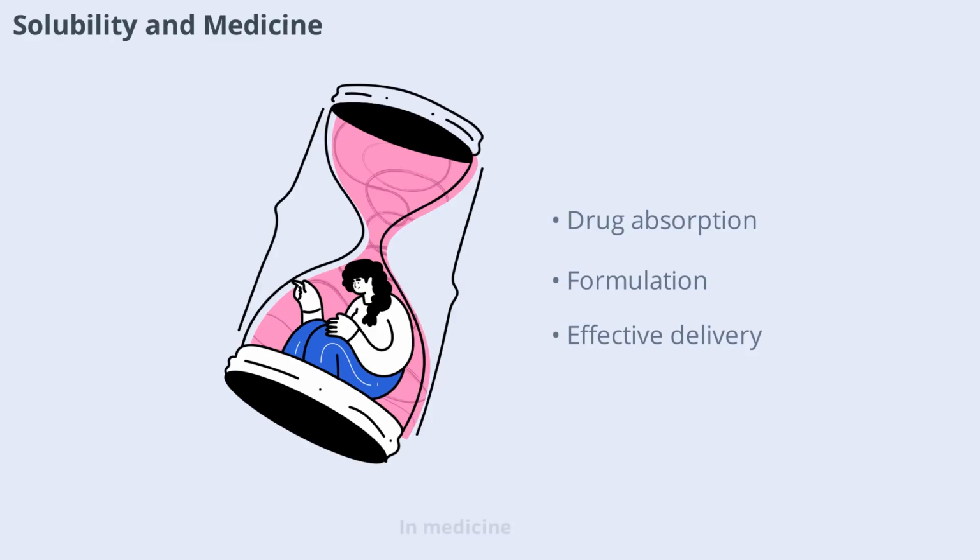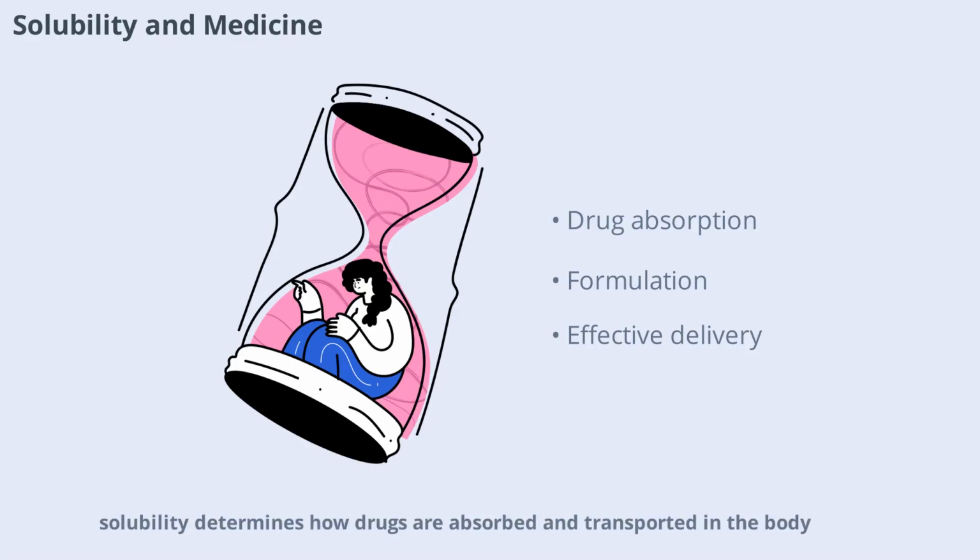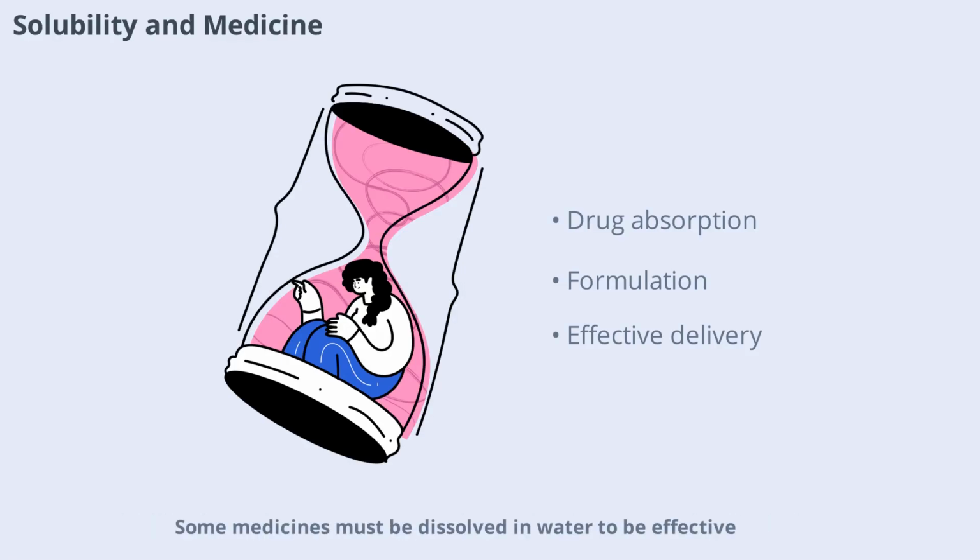In medicine, solubility determines how drugs are absorbed and transported in the body. Some medicines must be dissolved in water to be effective, while others require oils or other solvents. Scientists design drug formulations to optimize solubility, ensuring that patients receive the right dose in the right form.